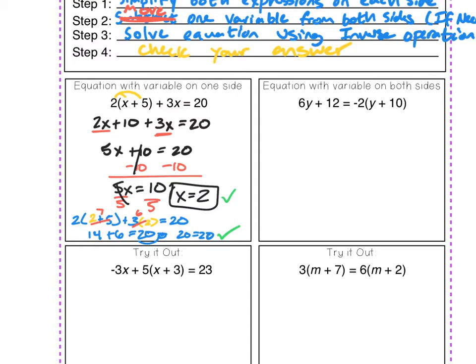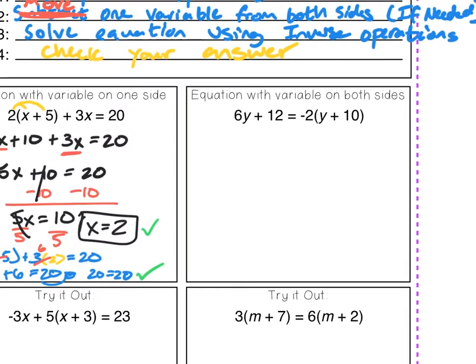Any questions there? All right. We're going to go ahead and do the one on the right-hand side, and then I'm going to let you try the next two. Okay? Ready, set, let's work at it.